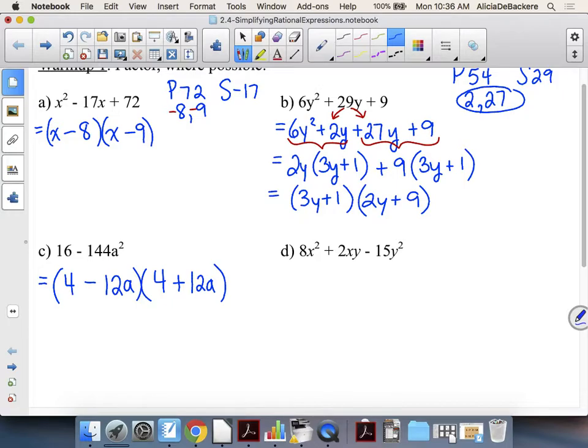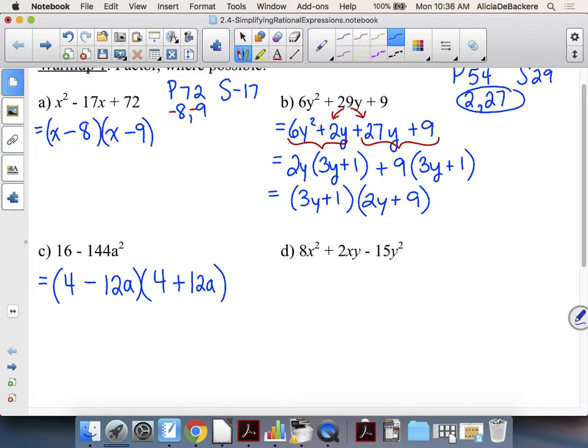Taking a look at part D here, again, I see that there's a coefficient in front of the x squared, so I'm going to check for a common factor. I don't have one here. And I also check to see if the first and the last term are both perfect squares, and they're not.